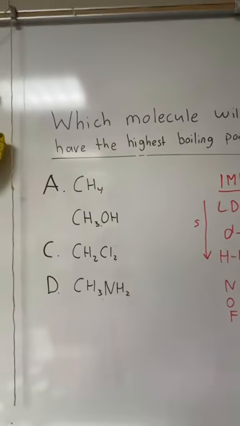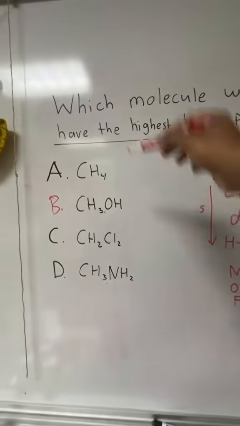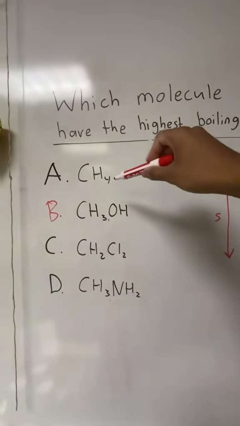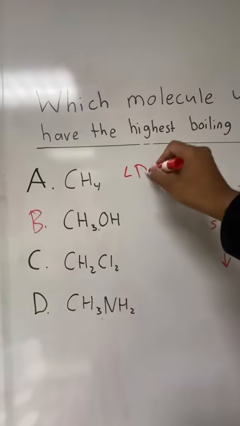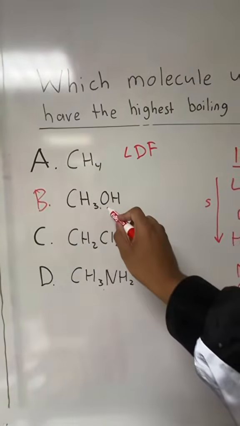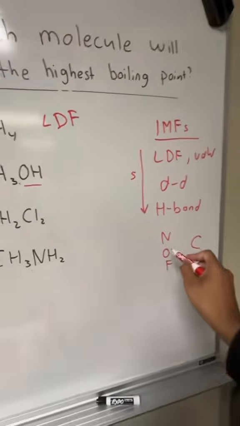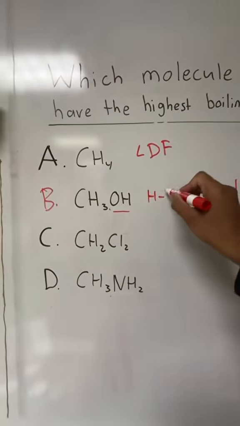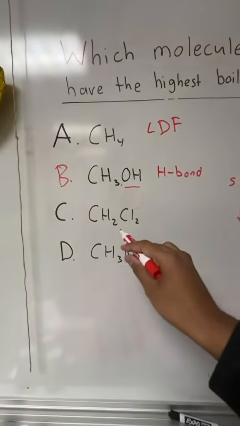Take a look at the molecules. CH4 is methane. Once again, this is a hydrocarbon chain, so it's nonpolar and it only has London dispersion forces. Next, we have CH3OH. This CH3 part is nonpolar, but we have OH right here. As mentioned before, oxygen bonded to H is considered an H bond, so our strongest intermolecular force is our H bond. Now we have dichloromethane.